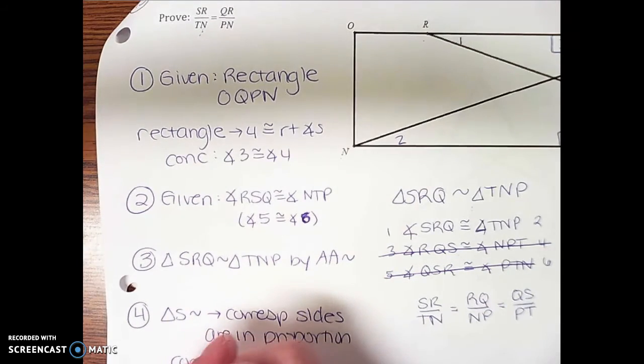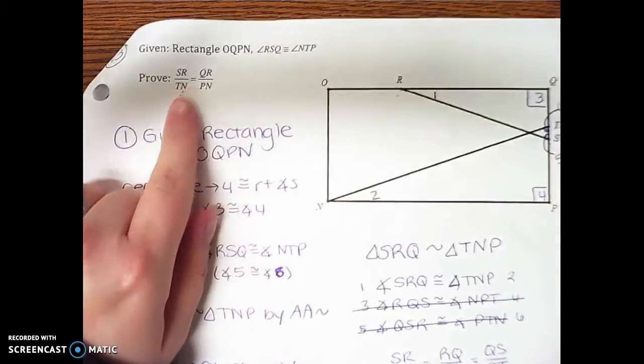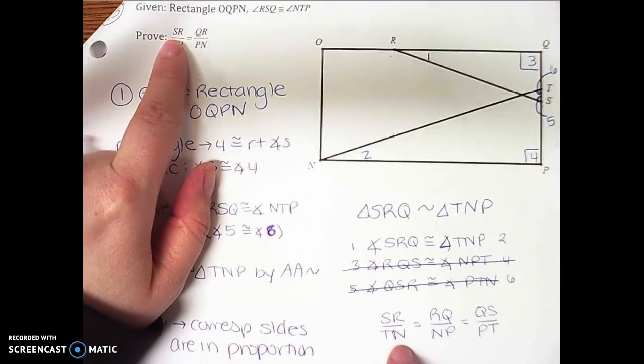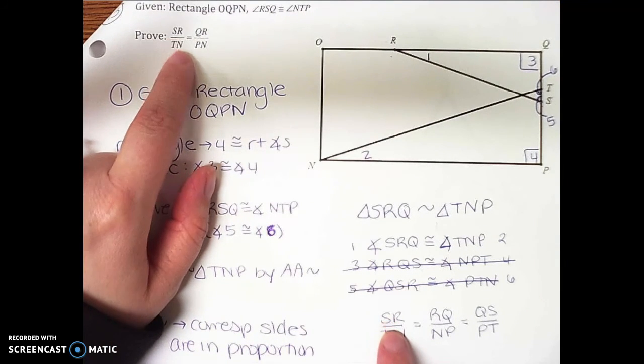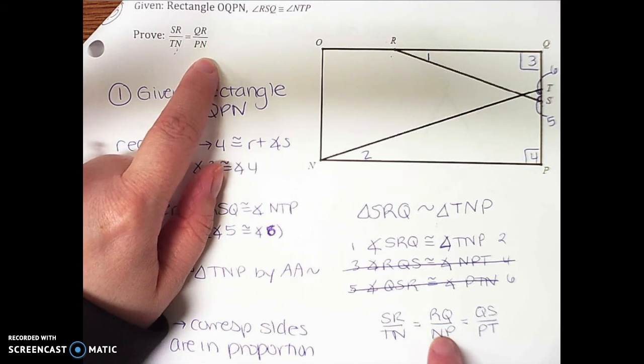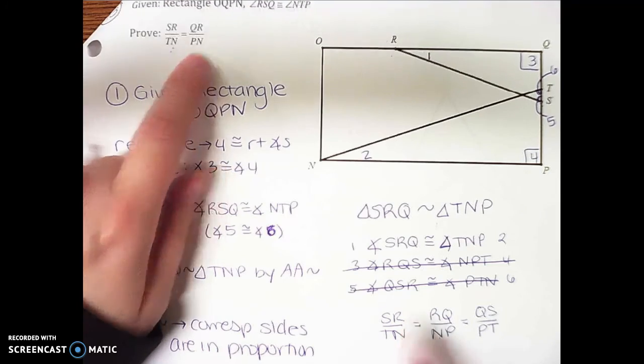And so my conclusion are the sides I want to show are in proportion. And again, I can double check that those should be sides that are on my list. They should be scale factors that are on my list. So SR over TN matches with this first scale factor. QR, now it's backwards, I have RQ, but it's the same segment, over NP or PN, same segment. So these are on my list. I know these are true. I know these are equal scale factors because I proved the triangles were similar already.